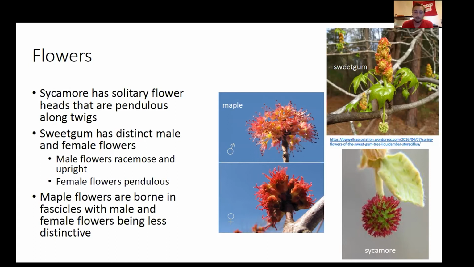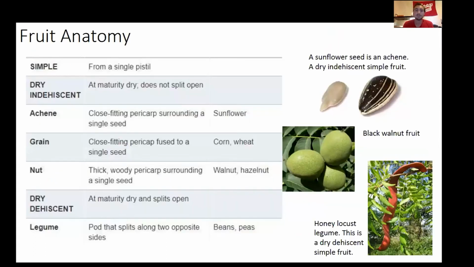All right. With that, I'll move right into our fruits. So I mentioned last time there are lots of different types of fruits that exist in the plant world. Today, we're really focusing on just two. The first one is an achene, a closed-fitting pericarp surrounding a single seed.